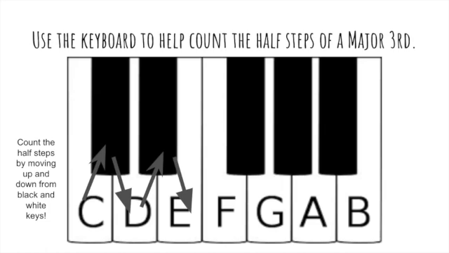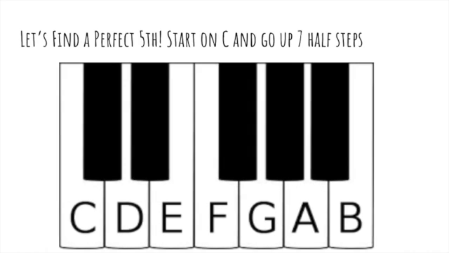Let's do another one of these. So we're going to try and find a perfect 5th now. We're going to start on the key of C and go up 7 half steps. So here's our keyboard. We're going to start on C. We're going to go up 1, down 2, up 3, down 4.